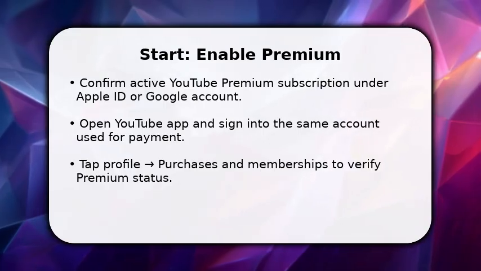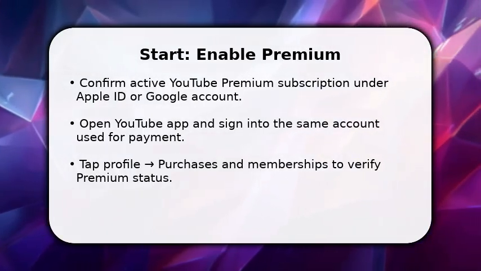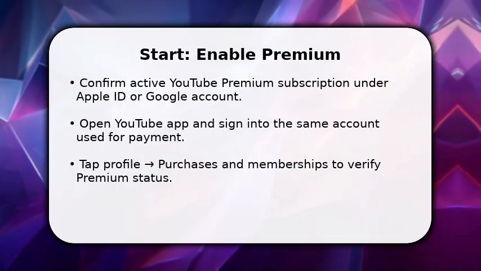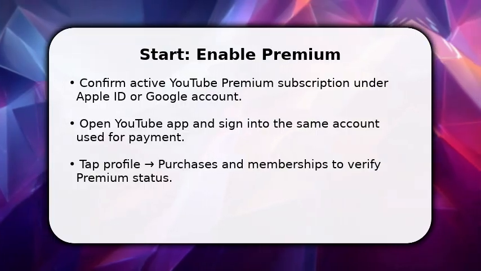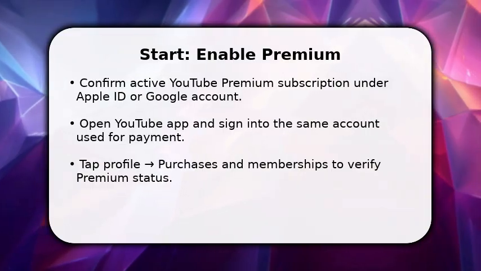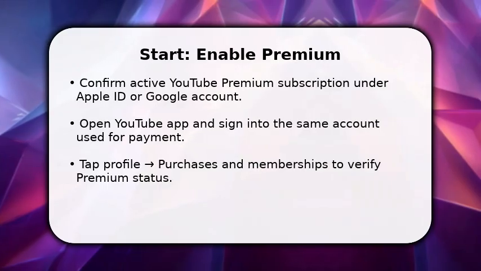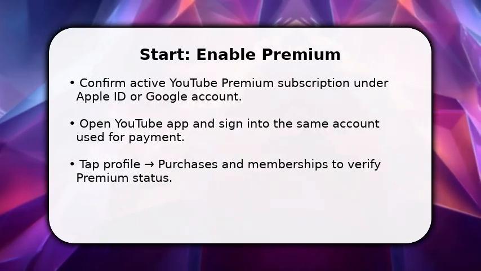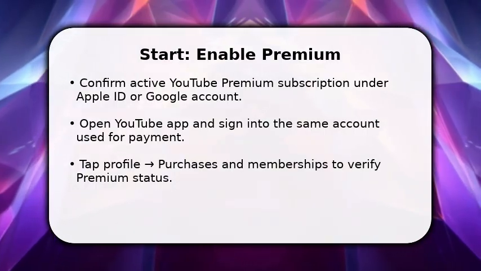You start by confirming you actually have YouTube Premium. Open the YouTube app and sign into the account tied to your subscription so features sync. Once signed in, tap your profile, then Purchases and Memberships to verify Premium appears. Make sure in settings that background play is set to always or headphones so audio keeps playing. This step links account status to device behavior so features become available immediately.